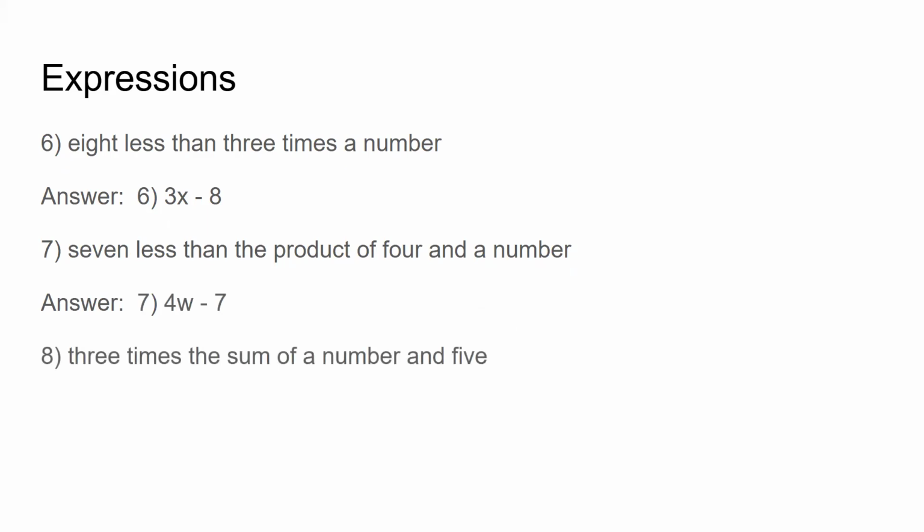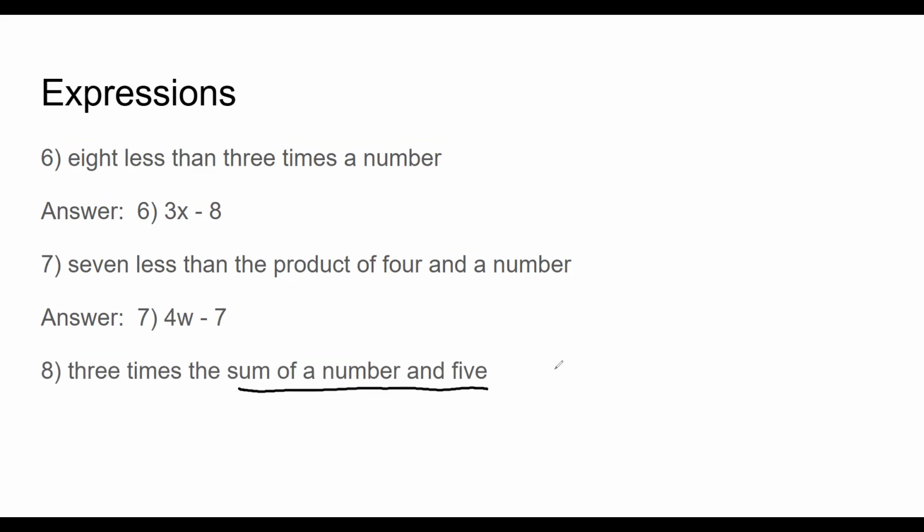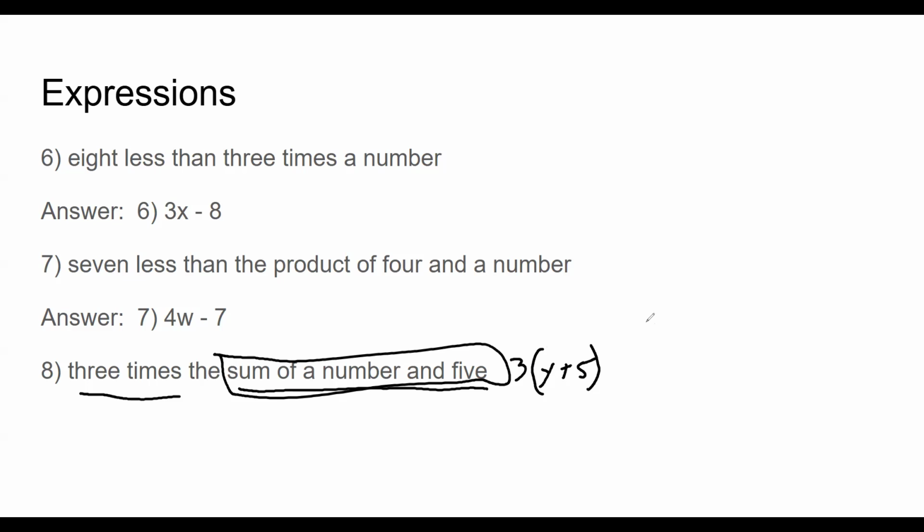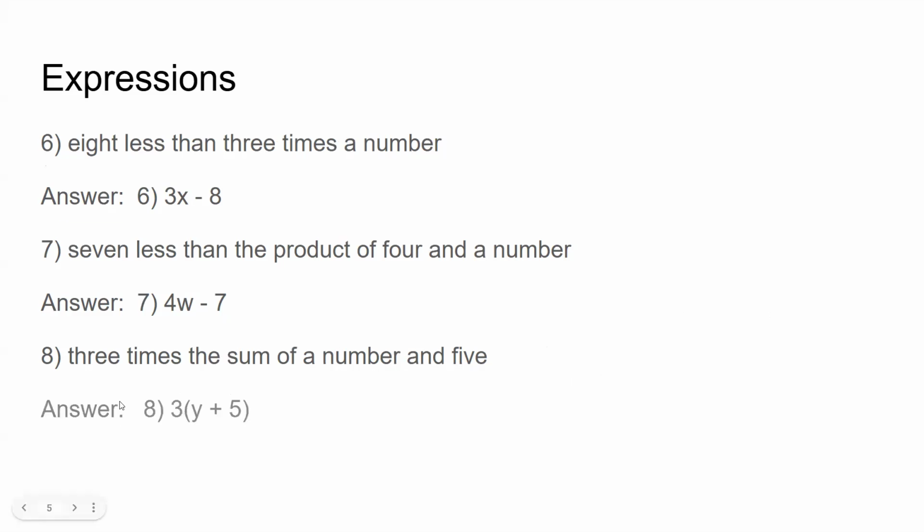3 times the sum of a number and 5. So once again, the sum of a number and 5 is like Y plus 5. And then 3 times this. So I'm going to do 3 times all of that, so I got to put it in parentheses. And there you have it. I don't want to do the X here because you're trying to say multiply, but in algebra terms, that's a letter. So this would not be read correctly in algebra. So don't do it that way. Just put the number right beside the parentheses. And there it is.